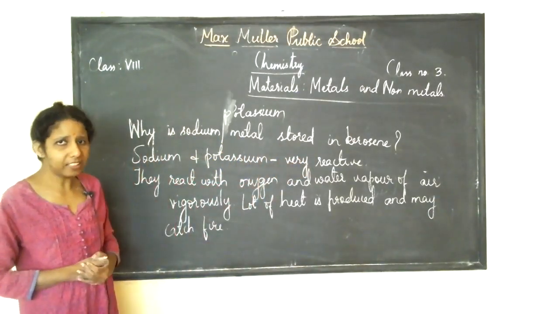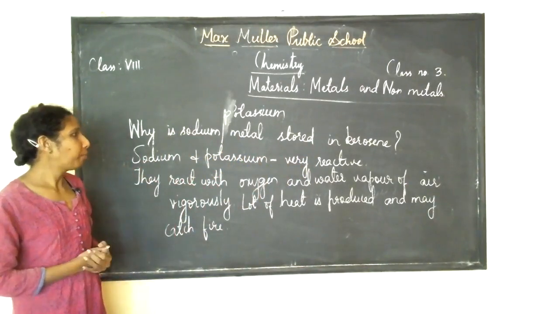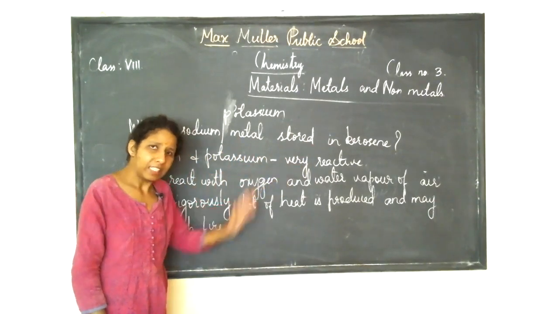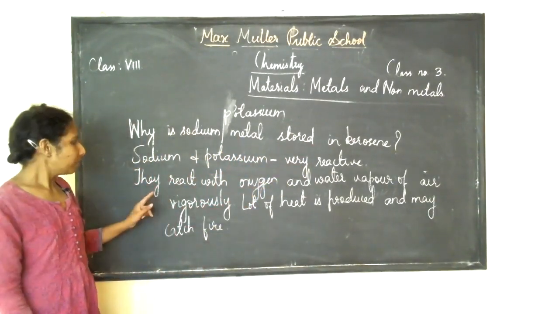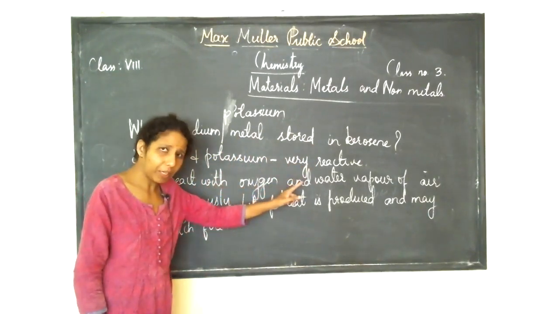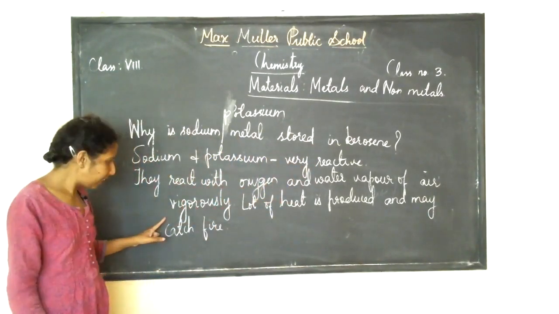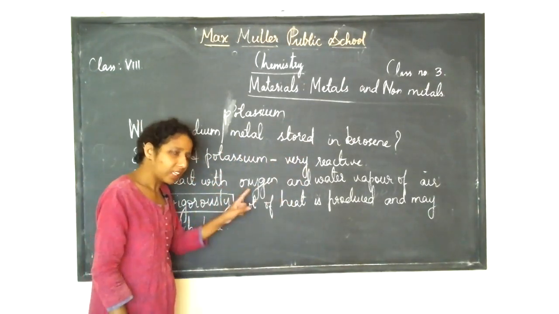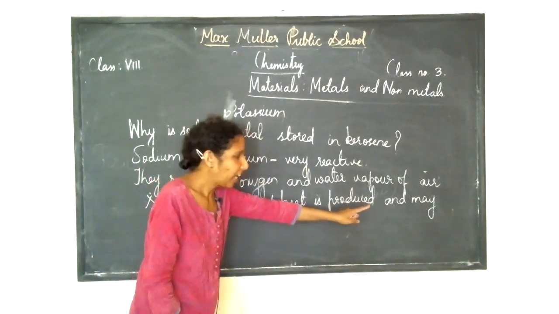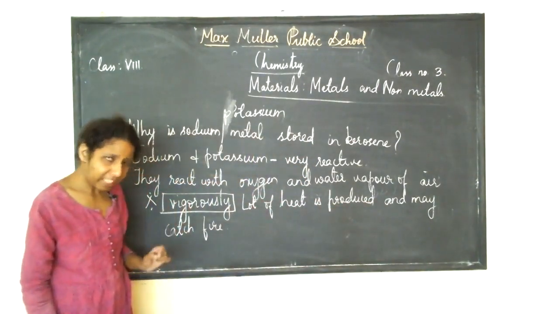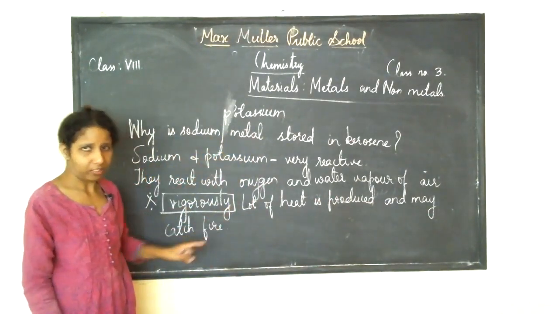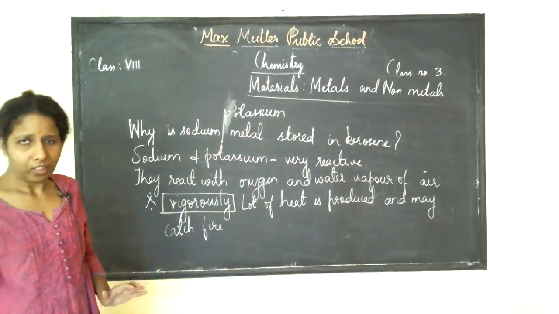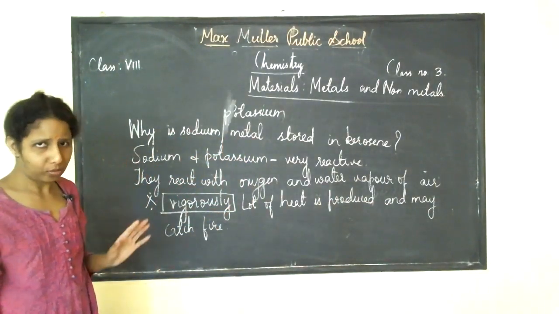Did you people understand this? So once again I'll repeat, why are sodium and potassium metals stored in kerosene? Because they are very reactive. So they react with the oxygen and water vapor of air vigorously. This word is very important. Vigorously. Hence a lot of heat is produced and may catch fire. To prevent this, they are stored in kerosene. Did you people understand this? They are not kept in open bottles. They are kept in kerosene, closed.